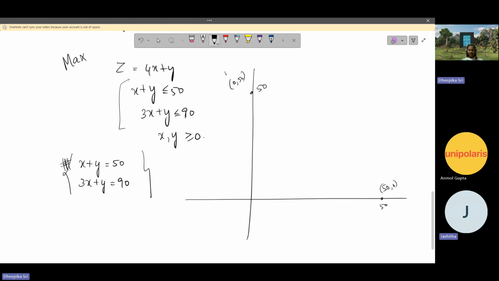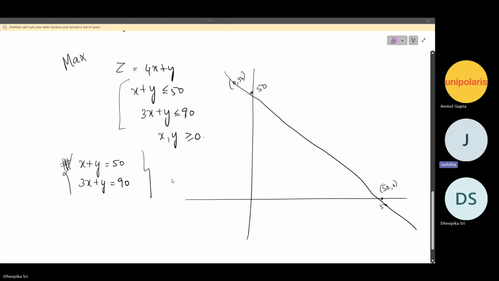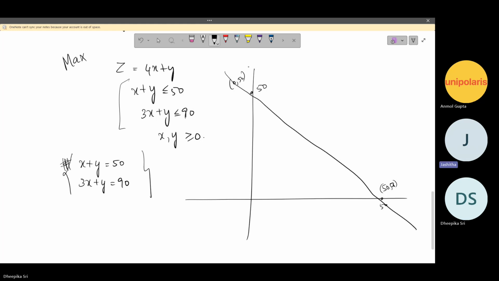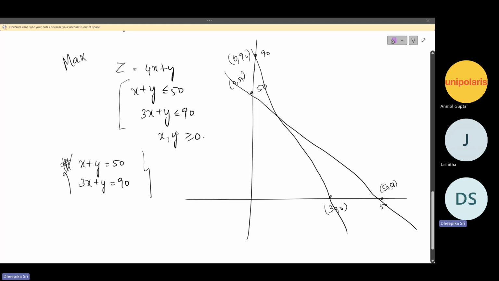Draw the solution table for the second one also. 0, 90, and 30, 0. Okay, if we take this as 90, so this is 0, 90 and 30, 0 is here. So this is my second line. Now these are the lines, but according to the question, we have less than or equal to, right? So we have to shade the region now. Let's see which region has to be shaded.